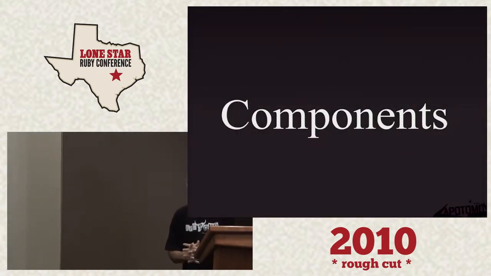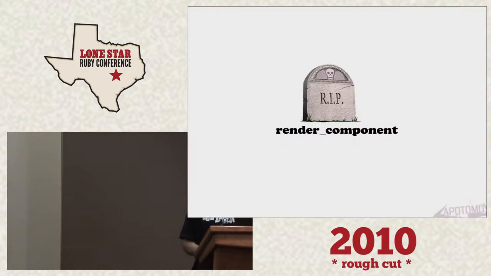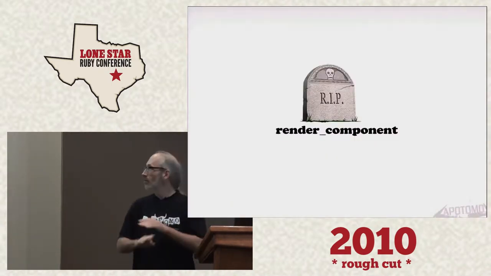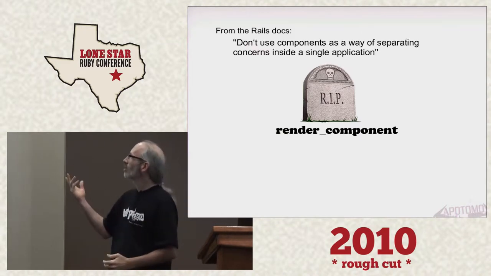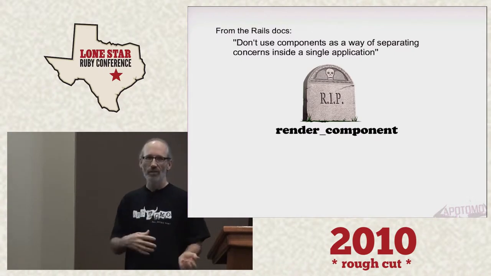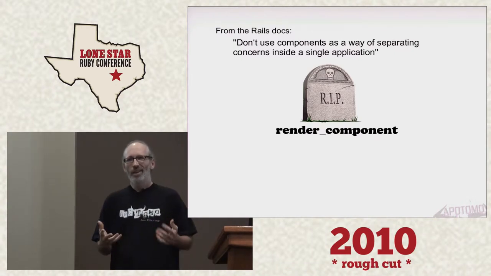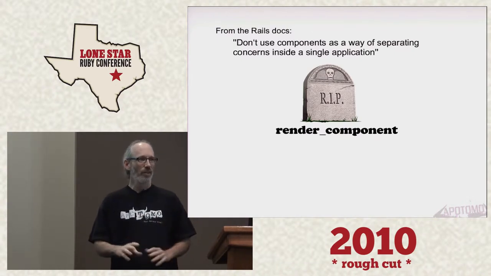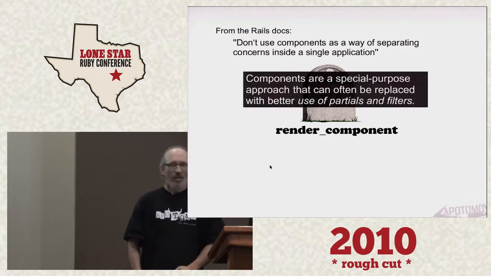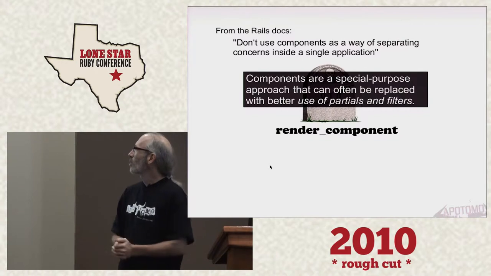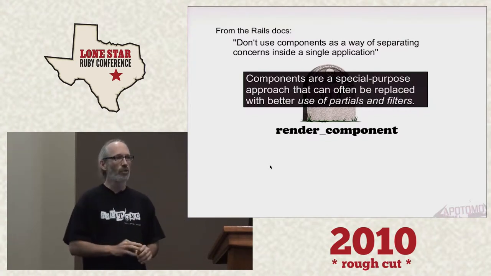what we do is with components. Oh, but I forgot, components are dead. Starting in Rails 2.0, they killed render component because according to the Rails docs, you don't want to use components as a way of separating concerns inside of an application. I mean, you don't want to have reusable components inside your application. That's just not a good way to do it. Components are a special purpose approach that can be replaced with better use of partials and filters.